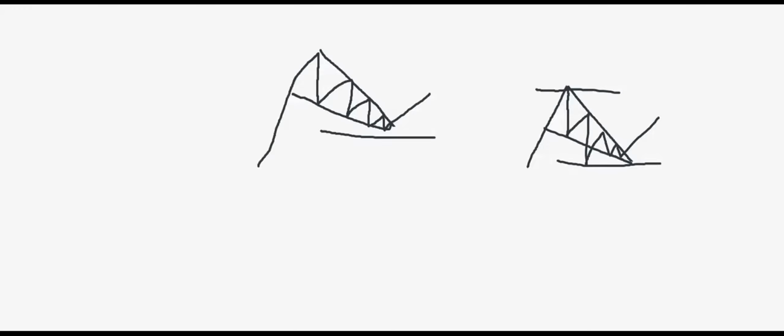Okay. How is a falling wedge different from a bear flag? A falling wedge is a bullish pattern. A bear flag is a bearish pattern. Also, let me draw it again on here. So how do you clear this?